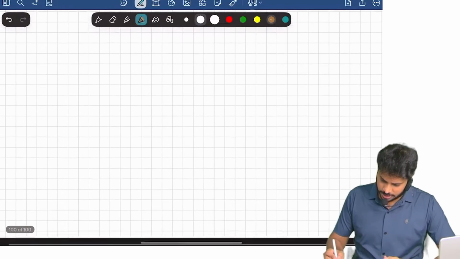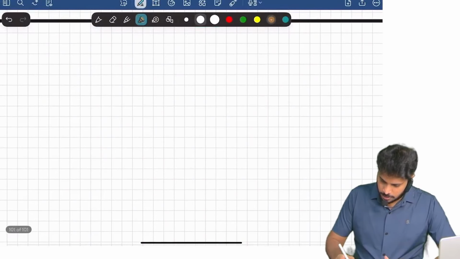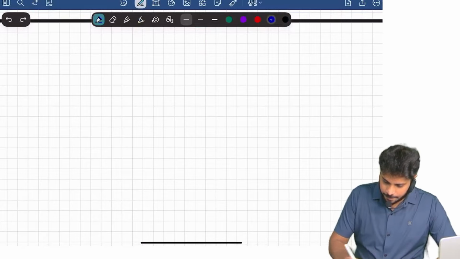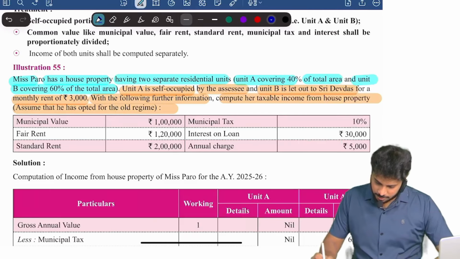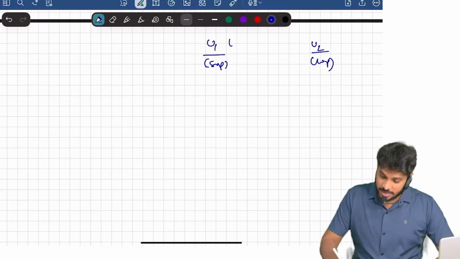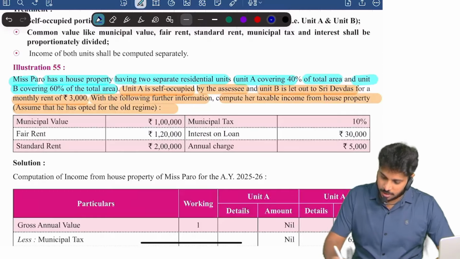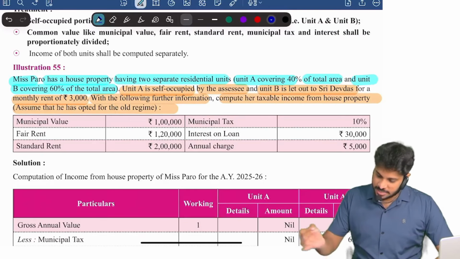Now look at unit 1 and unit 2. Unit 1 is self-occupied property, unit 2 is let out property. And remember, unit A has 40% area, unit B is 60% area. Unit A is self-occupied, unit B is let out.